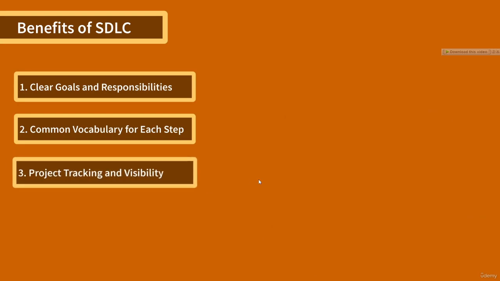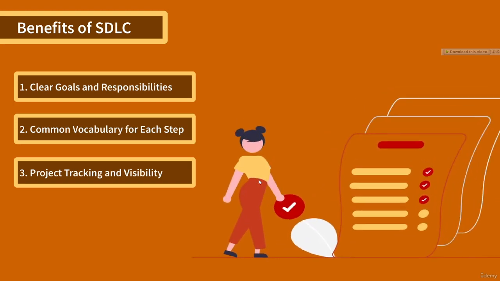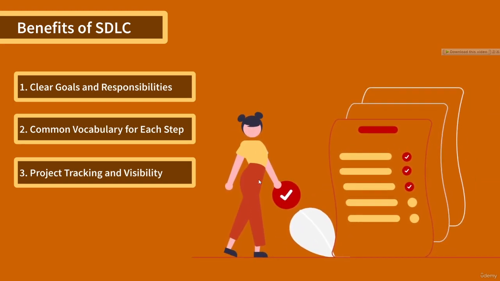Third, provides a mechanism for tracking and increases the project progress visibility to all stakeholders. As you are following the SDLC defined plan or road, it is very easy to track where you are and how much is yet to cover. And at any point of time, stakeholders can track the current status of their project. This will give them visibility about what is happening with their project.